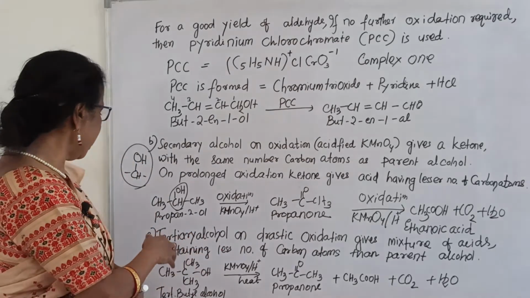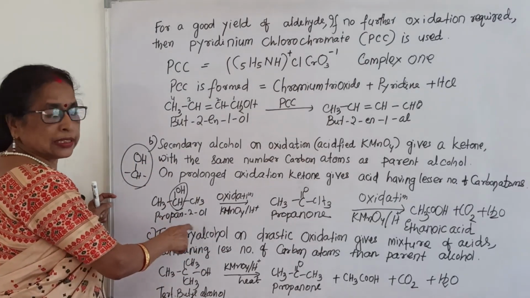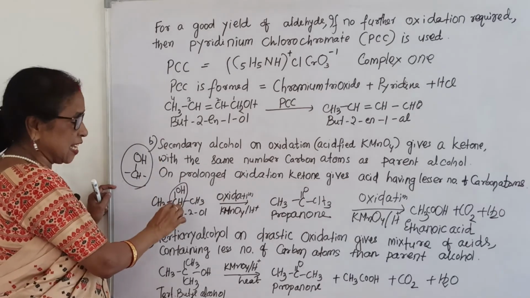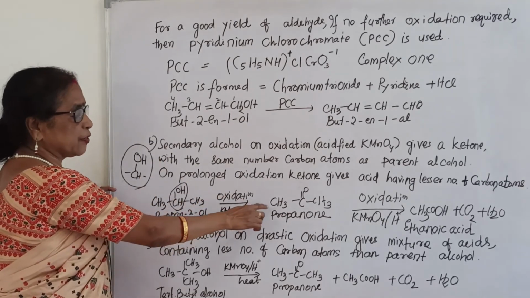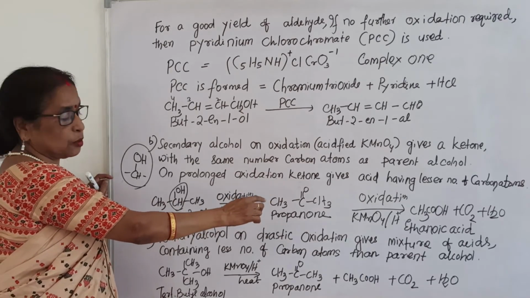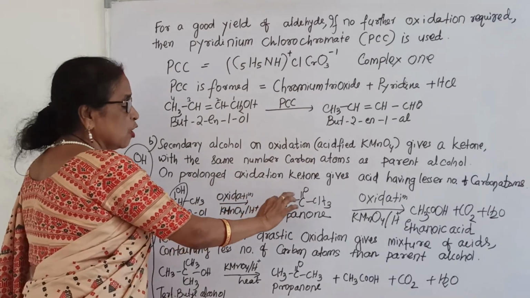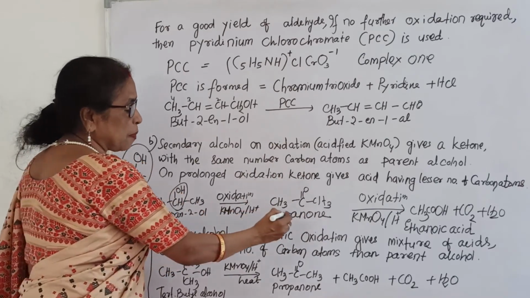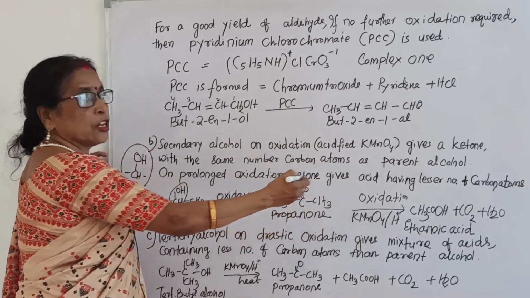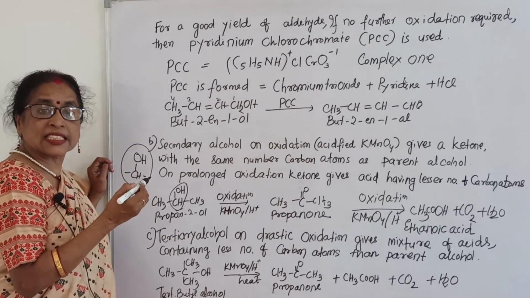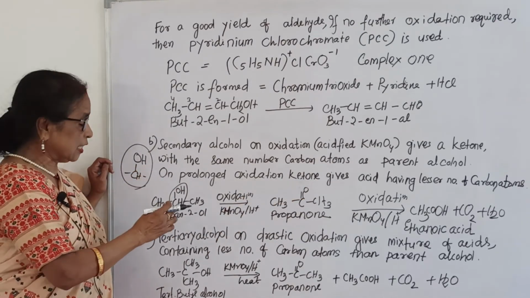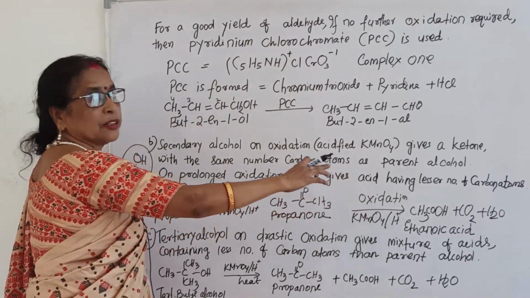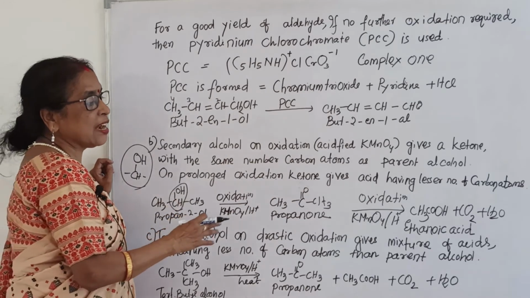Take one example. This is propan-2-ol. That is a secondary alcohol because the OH group is attached to CH. On oxidation, it gives propanone, that is a ketone. Propanone: prop means 3, one means keto group. See, CH3, CO, CH3. This is known as propanone. And further oxidation gives acetic acid. Acetic acid contains 2 carbon atoms, whereas the parent alcohol contains 3 carbon atoms. The other carbon is produced as carbon dioxide and water.